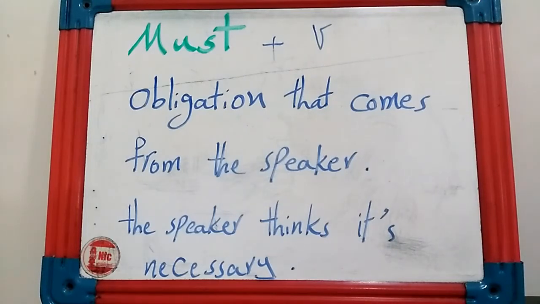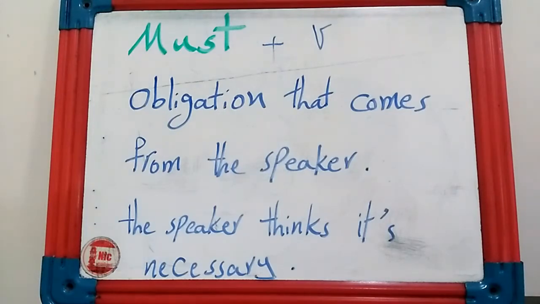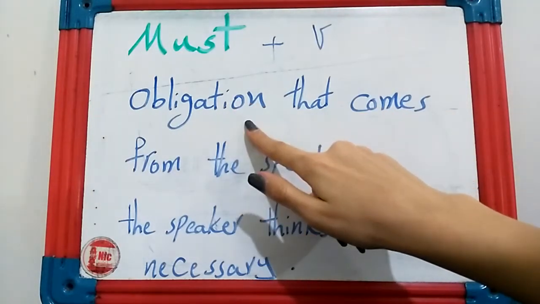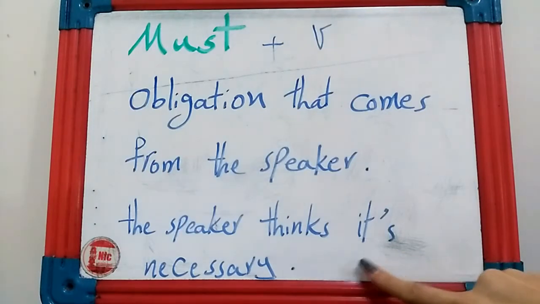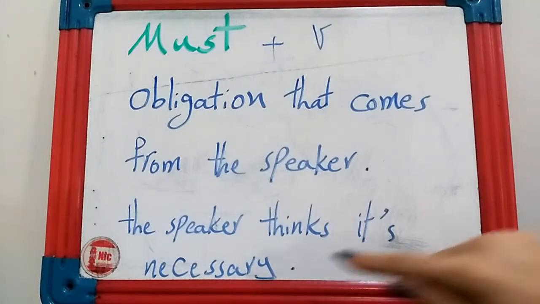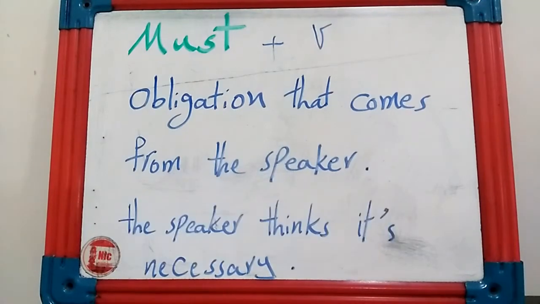باید، بایستی، لابد، ضروری. So the meaning for must: obligation that comes from the speaker. What does it mean, obligation? Obligation means اجبار، چیزی که ضروریه. The speaker thinks it's necessary. وقتی که گوینده فکر میکنه که چیزی ضروریه، necessary, obligation or necessary. We use it when something is necessary or important.